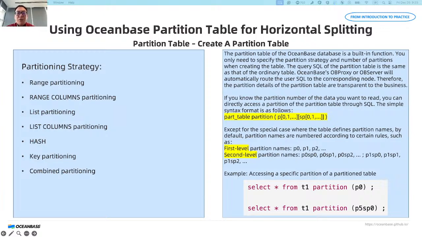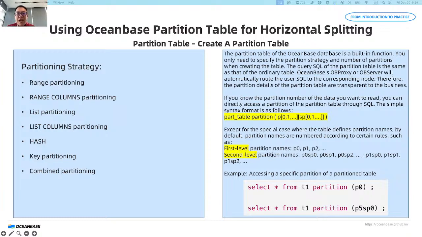Regarding the selection of partition keys when using partition tables, you should choose appropriate split keys and split strategies. For example, we have the following partition strategies: hash partition, range partition, range column partition, list partition, list column partition, key partition, combined partition. Combined partition is a combination of the previous partition strategies.